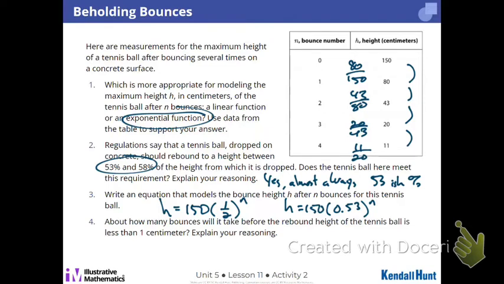Now, to get down to that 1 centimeter, I think it took me 8. So I just used my function, and that got me about 0.9. So I knew the 7th bounce was more than a centimeter. The 9th bounce was less. Can we have a partial bounce?